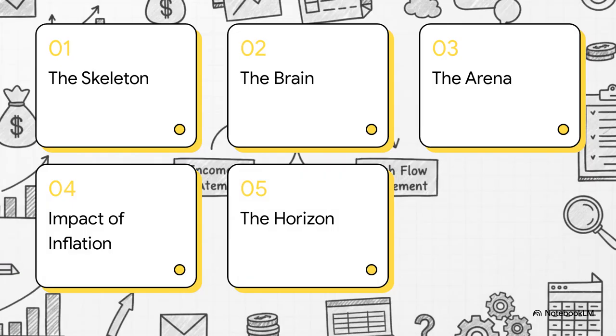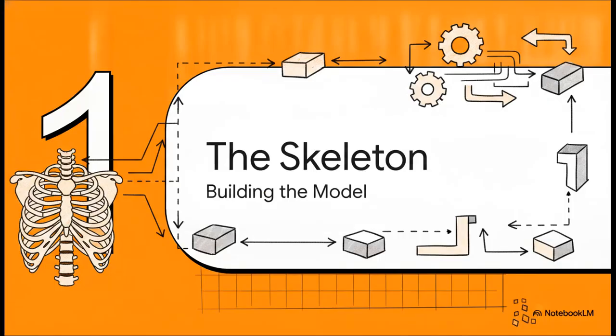So here's our roadmap for today. Number 1, the skeleton, building the actual model. Number 2, the brain, looking at cognitive traps. Number 3, the arena, focusing on Porter's forces. Number 4, the impact of inflation. And finally, number 5, the horizon, where we tackle long-term forecasting. Let's get into it. Section 1.